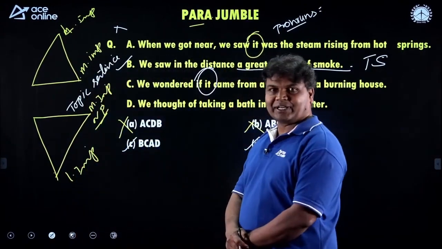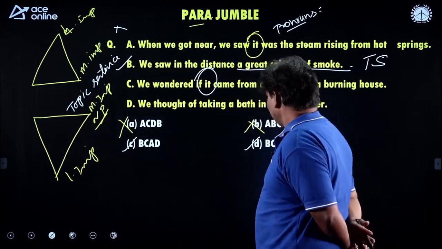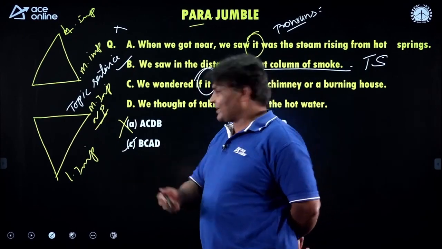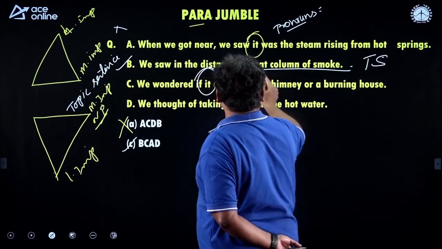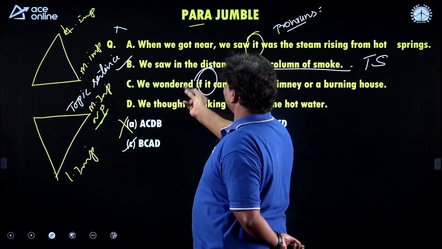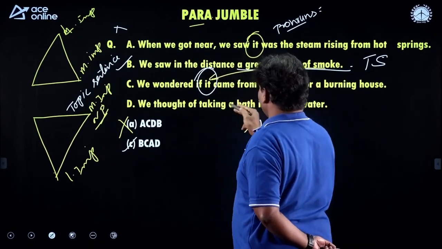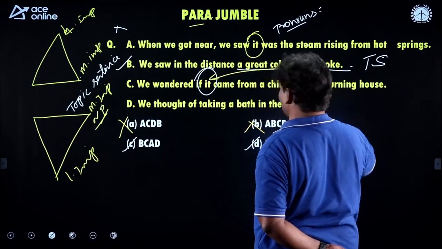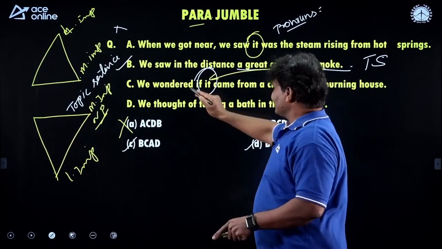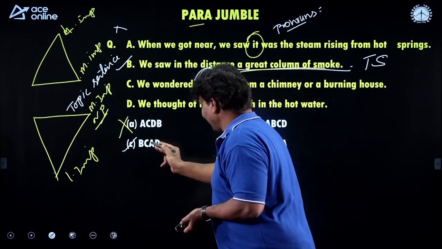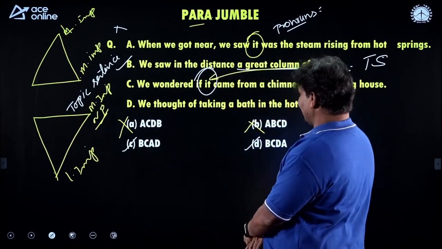Okay, over. Now let me go with the next one. C. The examiner himself has given it, so let us not waste our time. We saw in the distance a great column of smoke. We wondered if it, what is it? Smoke, yes. We wondered if it came from a chimney or a burning house. Sensible. So C follows B. Now the problem is D or A. What follows this one?